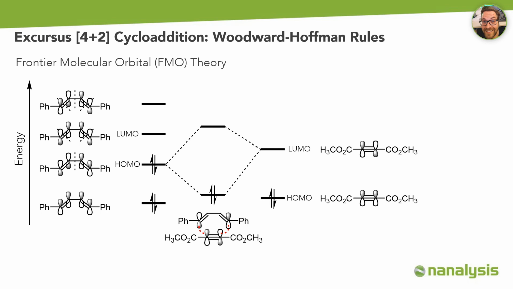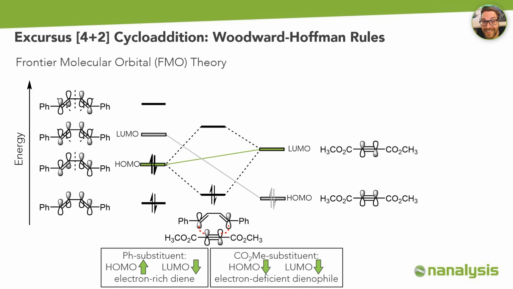Let's have a look at the energetic situation in the frontier molecular orbital diagram of this reaction. On the left, you can see the diene with the 4 different energy states ranging from 0 to 3 nodes. On the right, the 2 energy states of the dienophile are depicted. The diene counts 4 electrons, the dienophile counts 2, and we can assign the HOMO and LUMO accordingly. Because of the phenyl substituents on the diene and the electron withdrawing methyl ester functions on the dienophile, we are dealing with a normal electron demand Diels-Alder reaction.